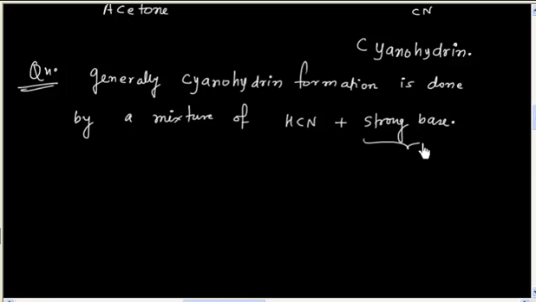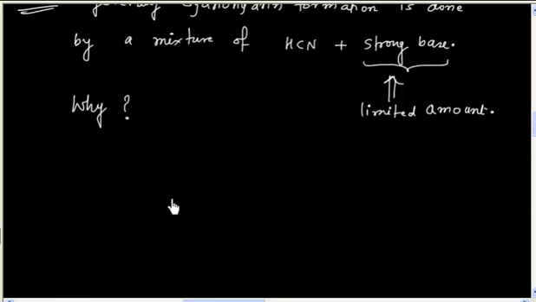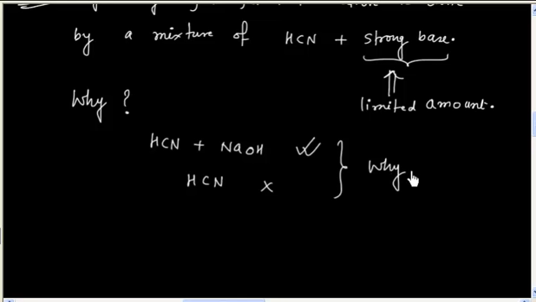Now this strong base is taken in limited amount. So why is this done in the presence of HCN and a strong base? Let us say we have HCN plus NaOH. So this reaction is done in the presence of HCN and NaOH, but not generally done in the presence of HCN alone. So what is the reason?